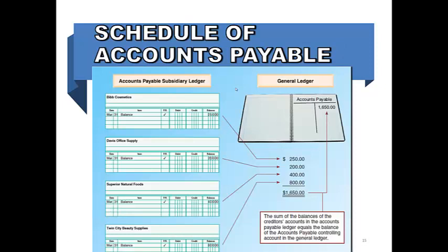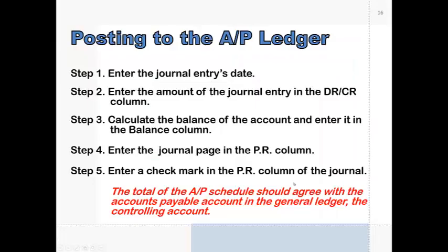Okay, so we'll take a closer look at that. Here we have an accounts payable subsidiary ledger. We have our vendors here, Bibb, Davis, Superior, and Twin City, and the balance at the end of the period. And to complete a schedule of accounts payable, we would just take those ending balances and list them on the schedule of accounts payable, total them up, and then make sure the total owed equals the general ledger balance of accounts payable.